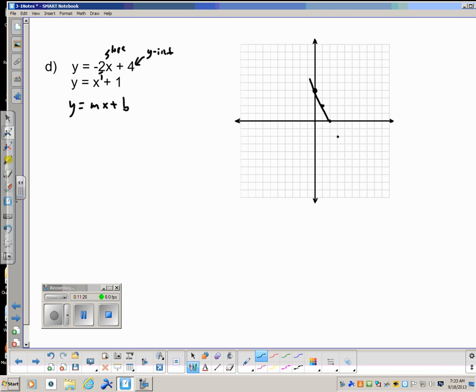Connect my points. And then for my second graph, the 1 there is my y-intercept, and my slope there is just 1 over 1. So y-intercept up there at 1. I can rise 1, run 1, and then rise 1, run 1, and you can clearly see that we're intersecting at a point there. The ordered pair there is 1, 2. So that is my solution. That's where the two lines intersect.